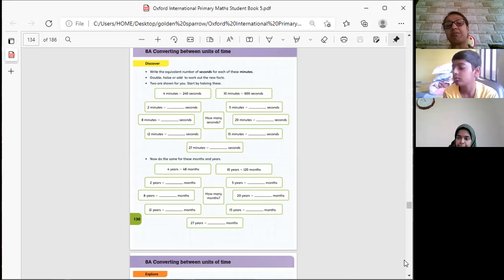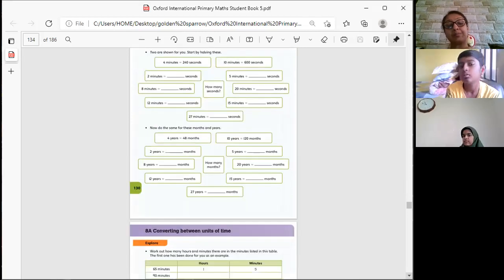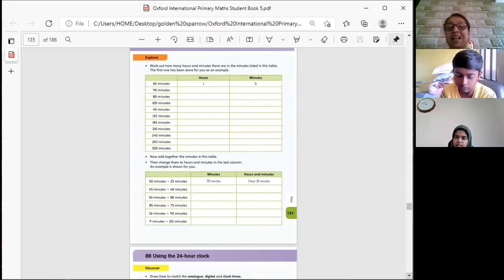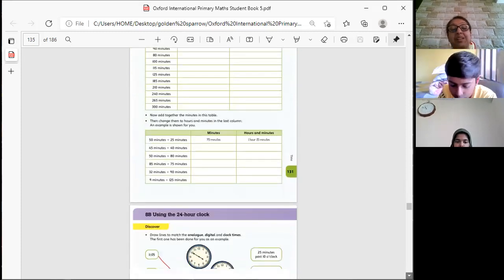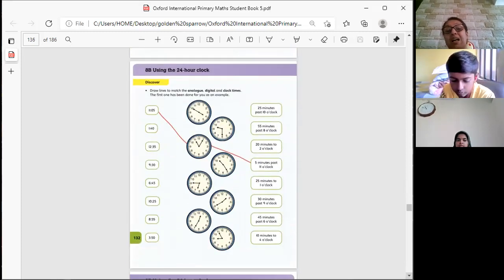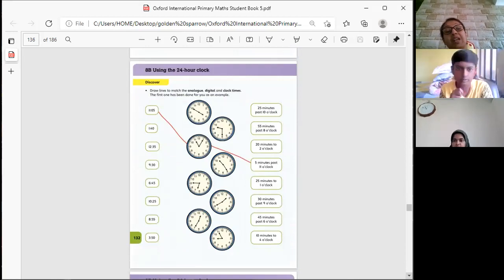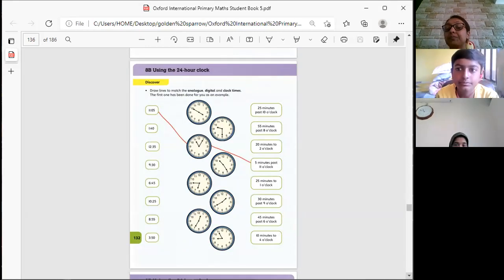Then we did conversion from years to months. Then we also learned converting minutes into hours and minutes. Then we first added the total minutes and then again converted into hours and minutes. Then we also learned the 24-hour clock. We understood what is a digital clock, and what is an analog clock. And then we also wrote time in words. Am I right? Yes, ma'am.